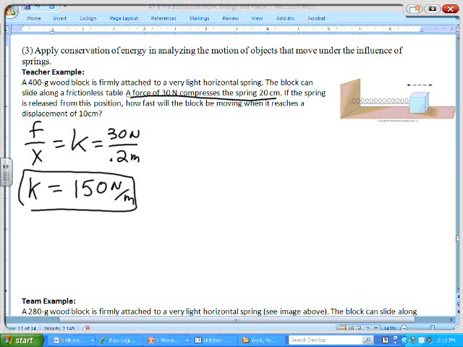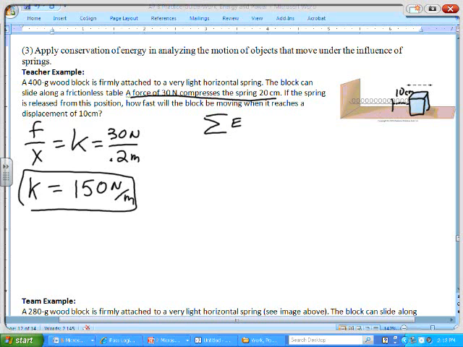Now they asked how fast we're going to be moving when the displacement is 10 centimeters. So this box, which is attached to a spring, is going to be displaced from equilibrium. It's already displaced 20 centimeters, but we want to know how fast it's going to be moving when it's only displaced 10 centimeters. So it's still not at equilibrium yet. So we've got the picture.